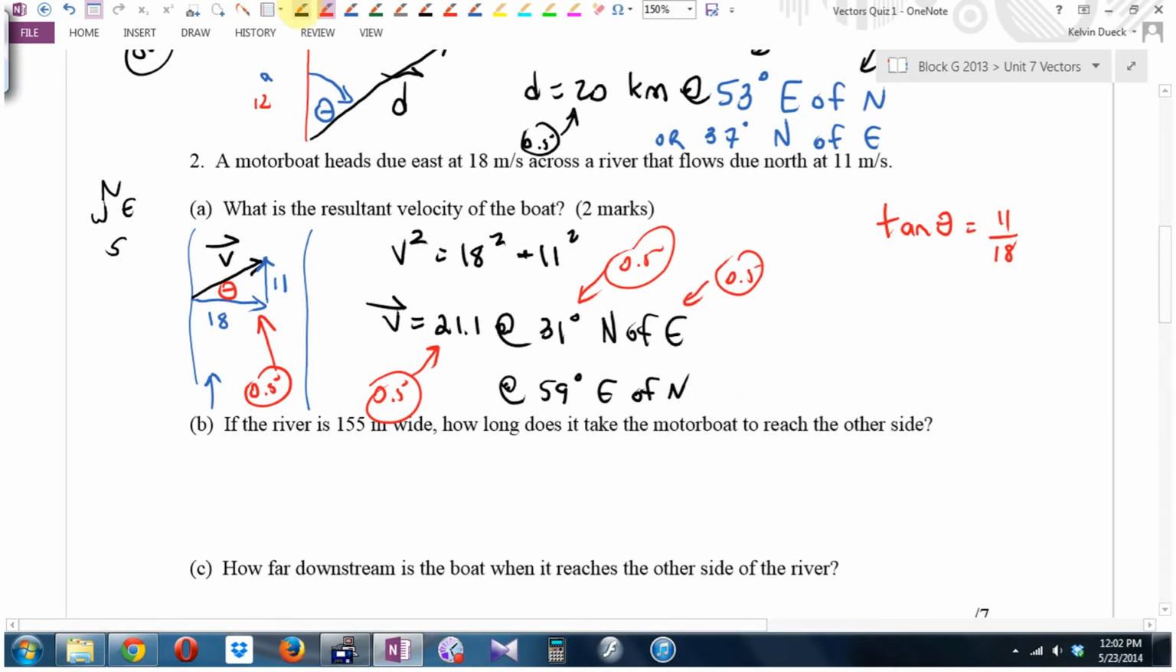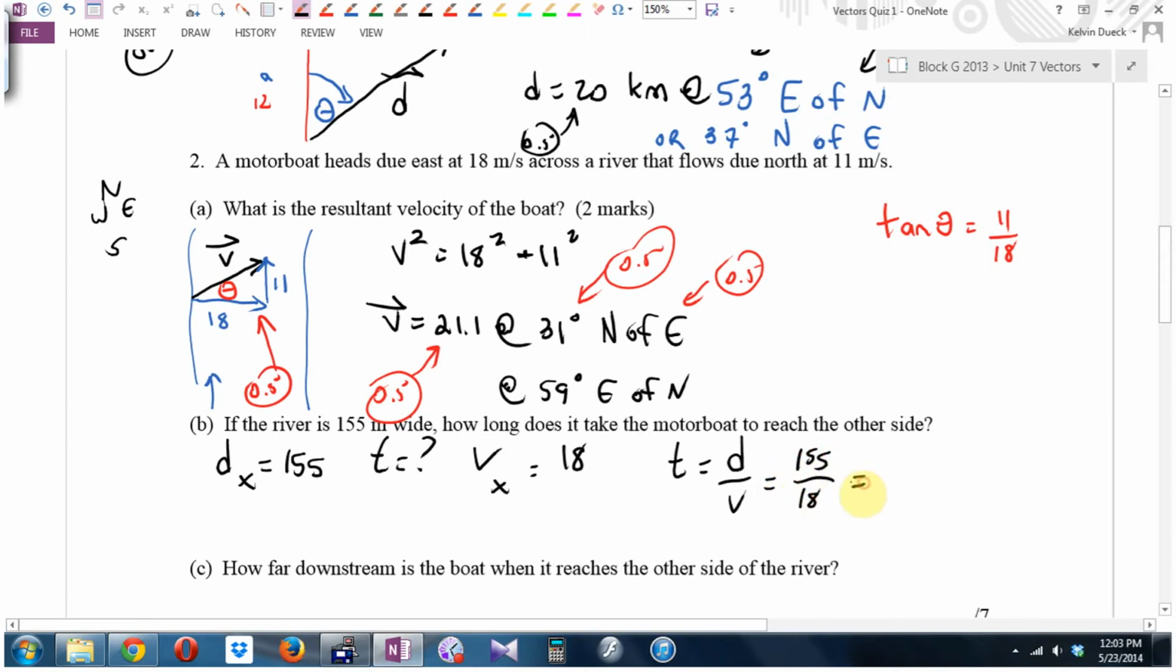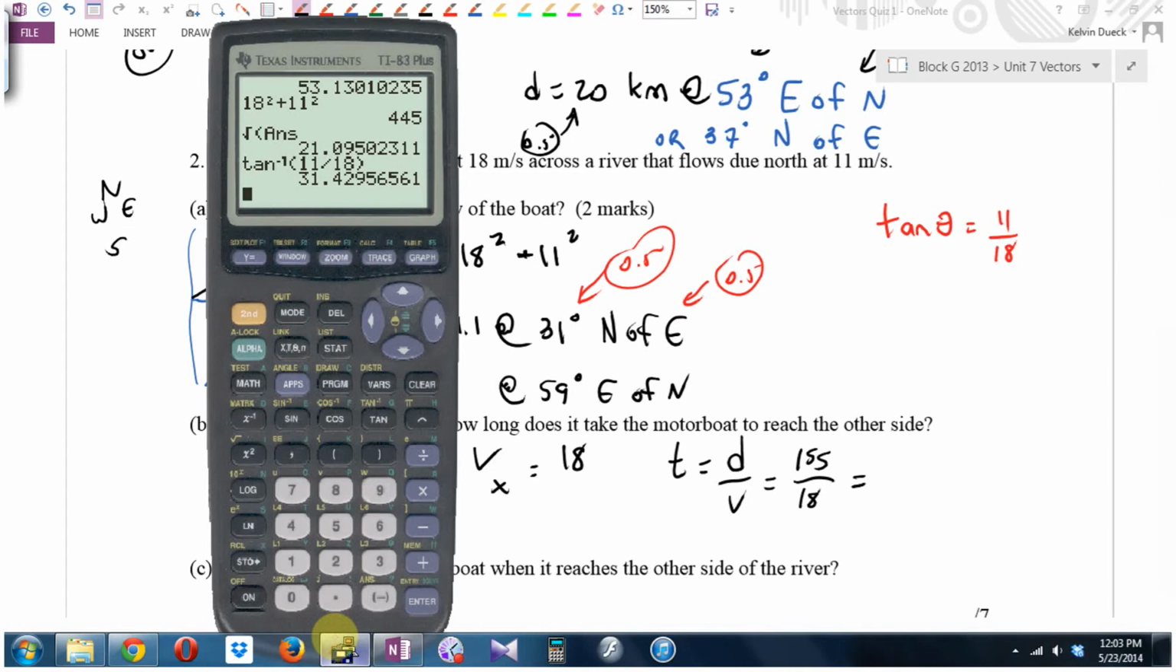B. I think they've given me a horizontal distance. They want me to find time. I'm going to use a horizontal speed. I'm going to use the 18, not the 12 and not the slanty. In fact, I think I'm going to be able to say t equals d over v. I think that's right because there's no acceleration. It's going to be 155 divided by 18. I think the answer is 155 divided by 18. You get 8.6 seconds? People nodding?